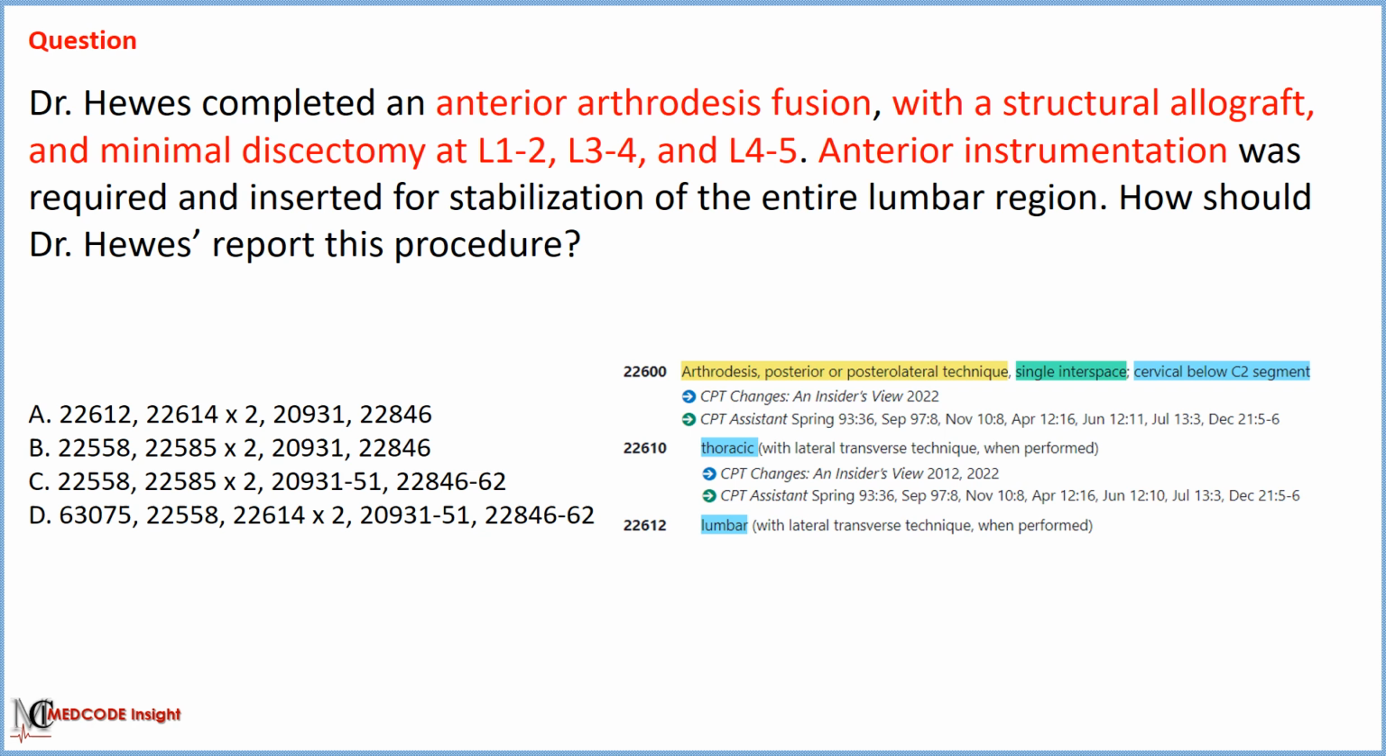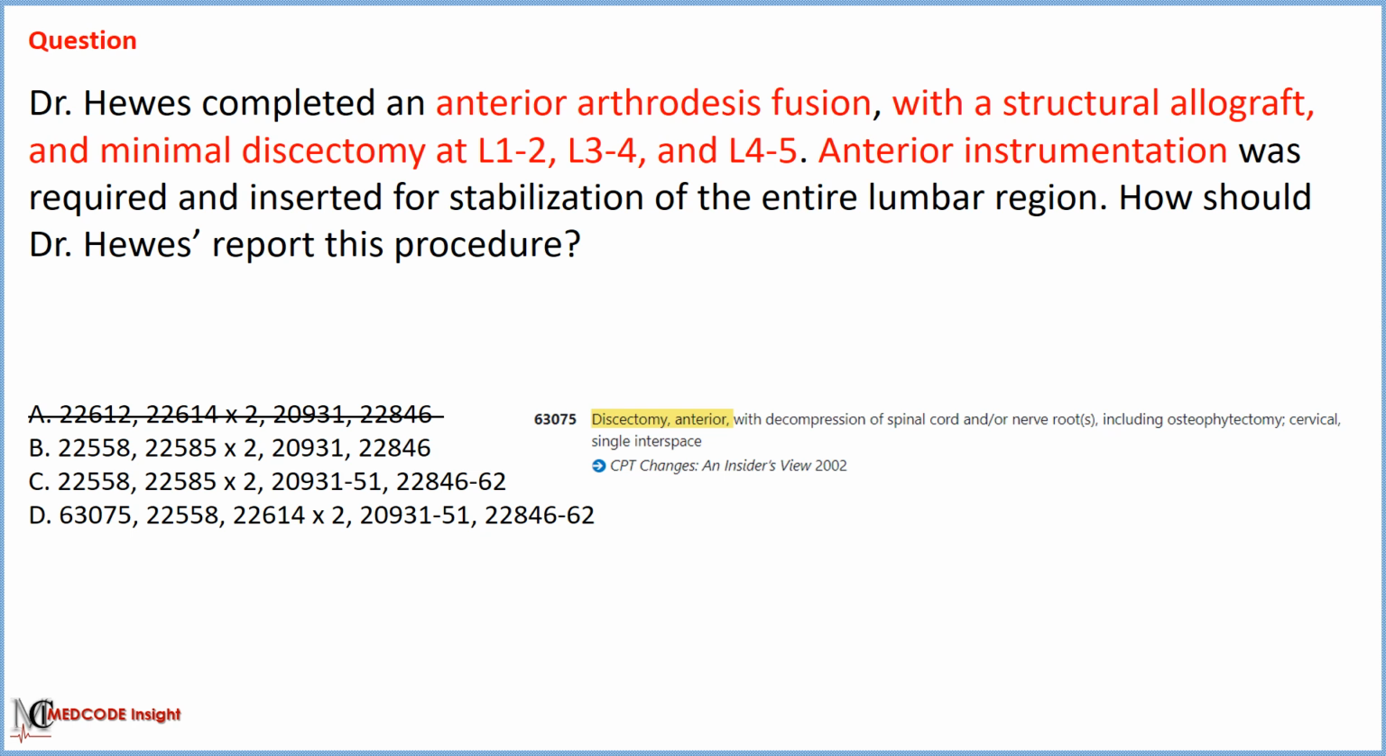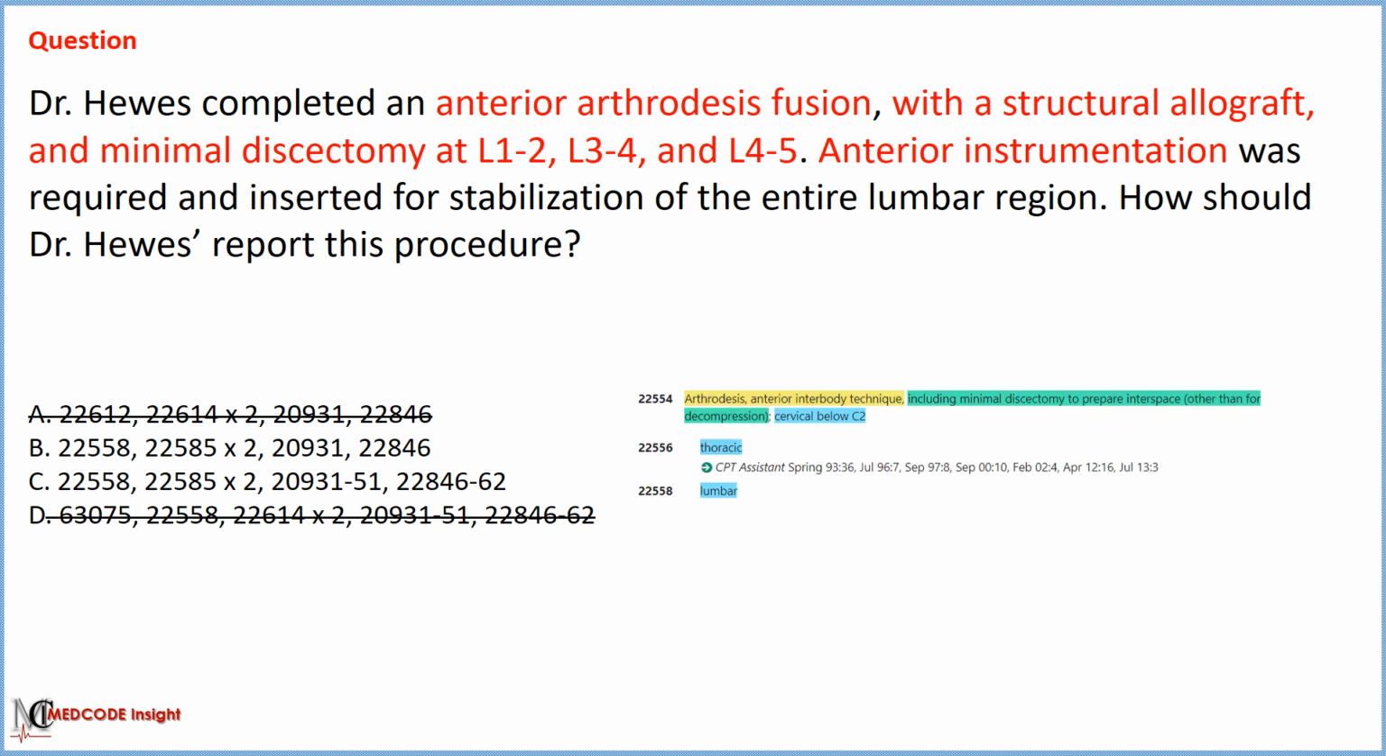The scenario tells us that the anterior arthrodesis fusion was performed, eliminating option A with code 22612, which is used for arthrodesis with posterior or posterolateral technique. As minimal discectomy is performed, we will also eliminate option D with code 63075 used for discectomy. In both option B and C, code 22558 is used for arthrodesis anterior interbody technique, including minimal discectomy to prepare the interspace of the lumbar region.